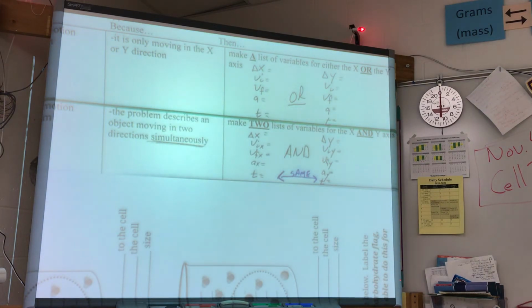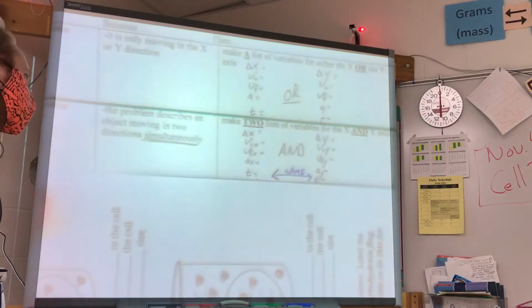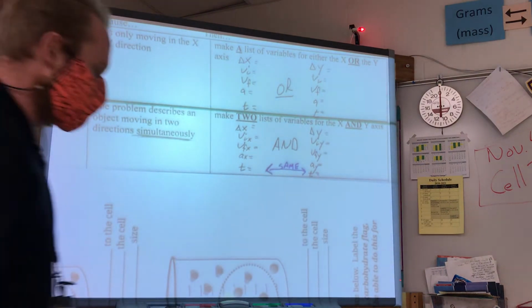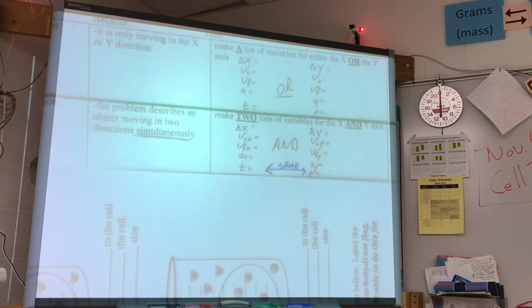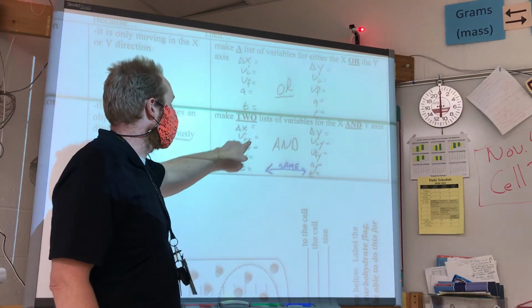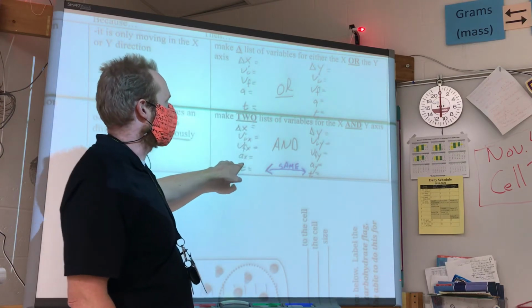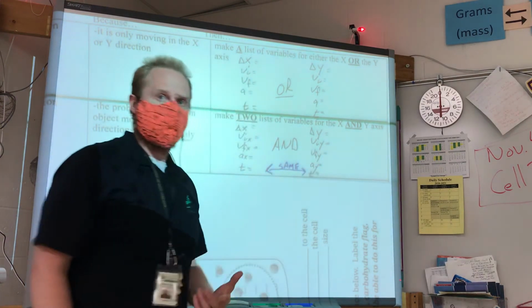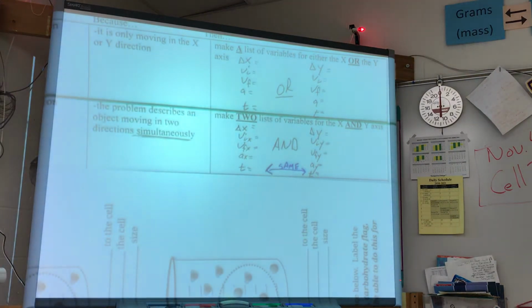So then we make two lists of variables for both the X and the Y axes. Now notice there is a slight difference in my list of variables. The slight variation is it's not just VI, I call it VIX. It's not just VF, it's VFX and it's AX. It's VIY, VFY, AY. So we're adding another subscript just to clarify that it's my initial velocity in the X direction. It's my initial velocity in the Y direction. It's my acceleration in the X. It's my acceleration in the Y.